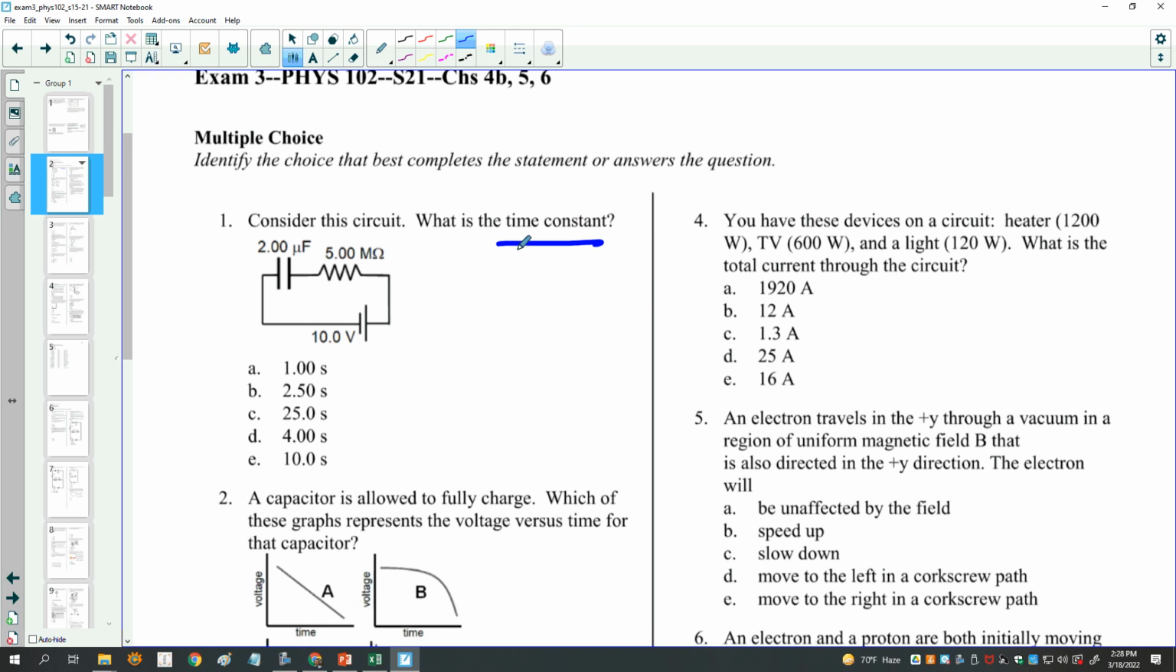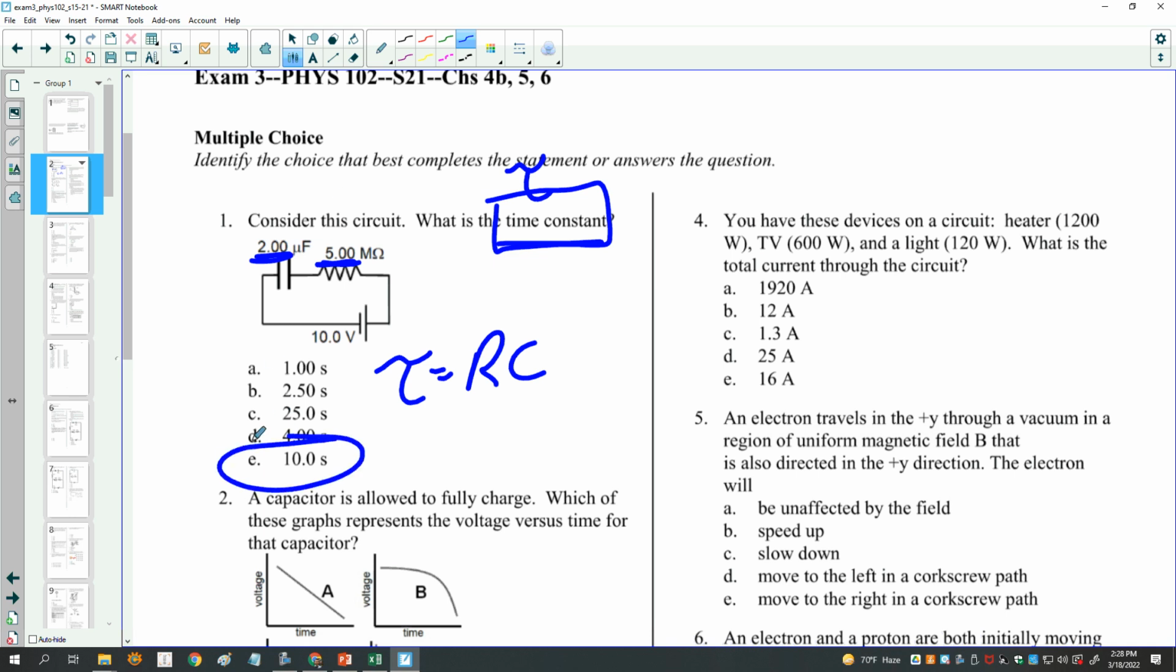You might have something that's just asking about the time constant. Remember that tau is equal to R times C. That is the time constant, tau. And in this case, R times C is going to be 10 seconds. But then sometimes I ask something else, and that is, what is the total time to charge or discharge? That total time is equal to 10 times tau.